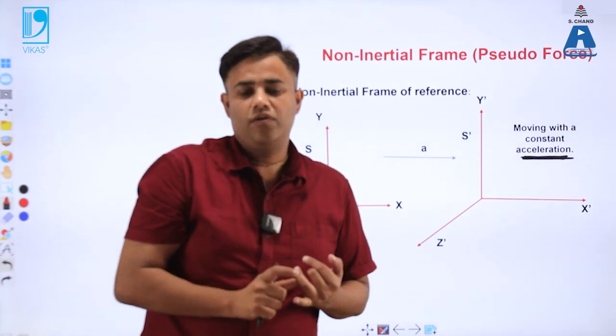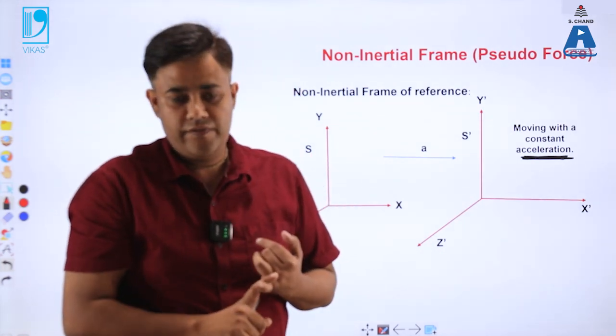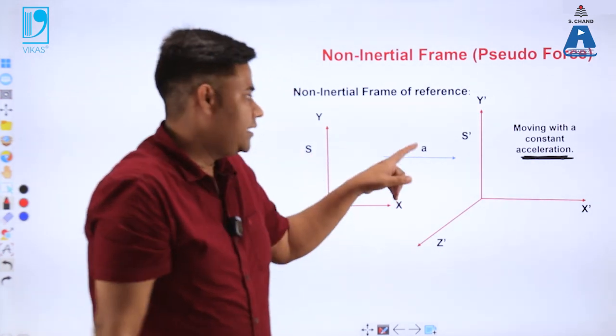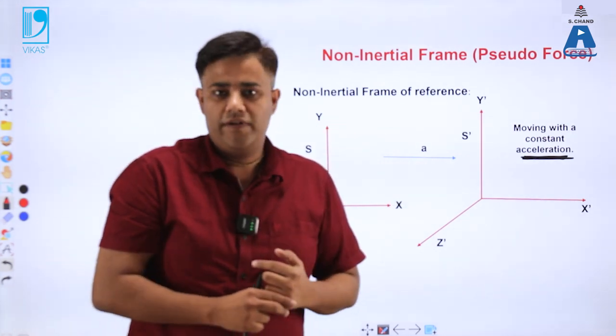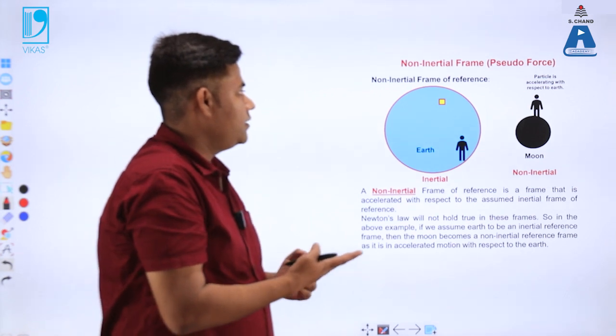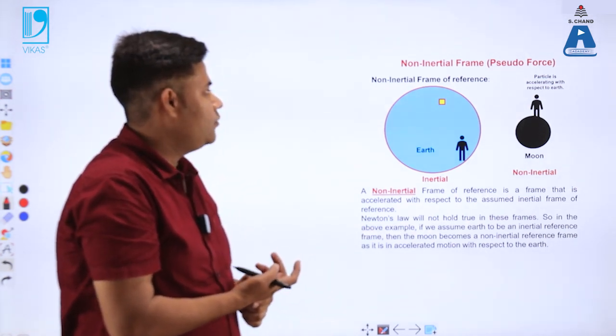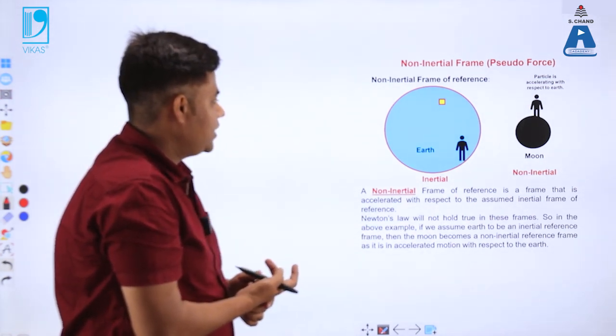The frame of reference is called an inertial frame of reference, whereas if the acceleration is constant, then the frame of reference is called a non-inertial frame of reference. Let's say, in order to understand this non-inertial frame of reference, we consider an example.